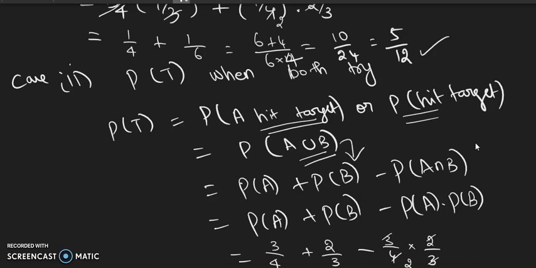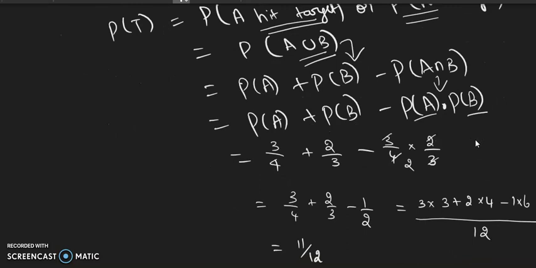And what is the formula for this? P of A plus P of B minus P of A intersection B. Already the events are independent, so I can write this as P of A into P of B. So just substitute all the values, simplify, and 11 by 12 is the answer.